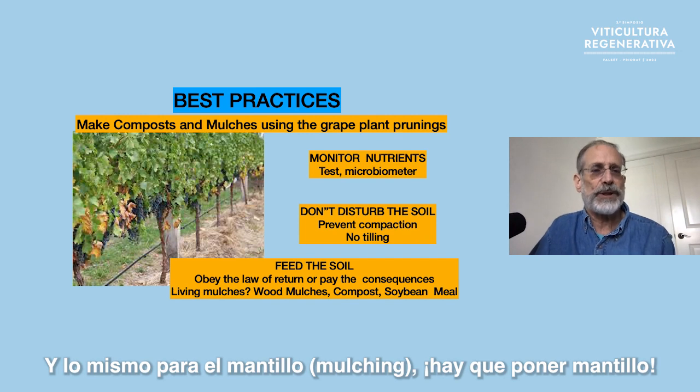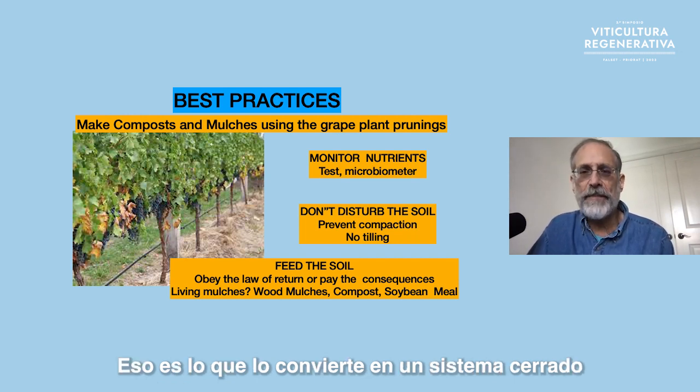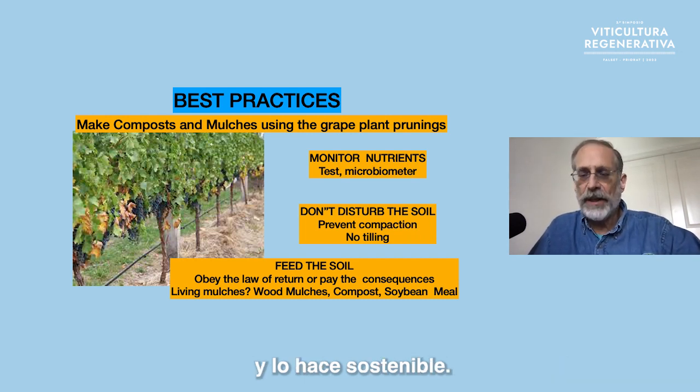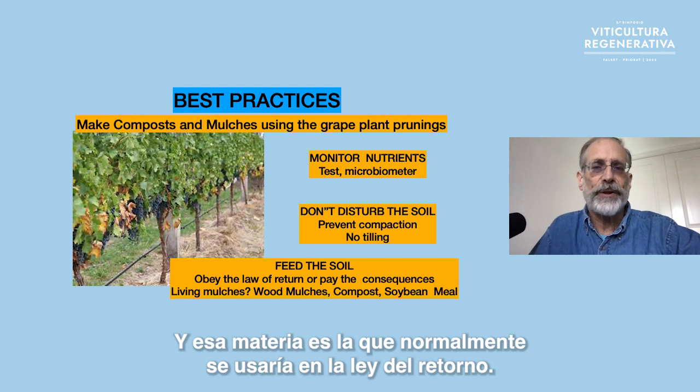Same thing with mulches. Mulch, mulch, mulch. And both compost and mulch should come from materials from your vineyard. That's what makes it a closed system. That's what makes it sustainable. And these materials are what would normally be used in the law of return.